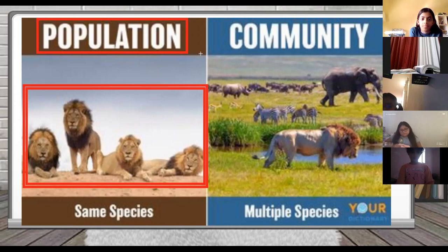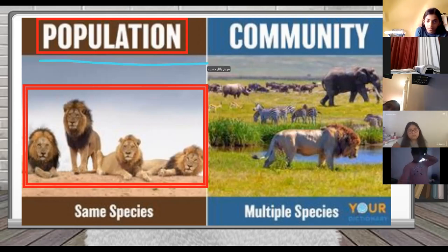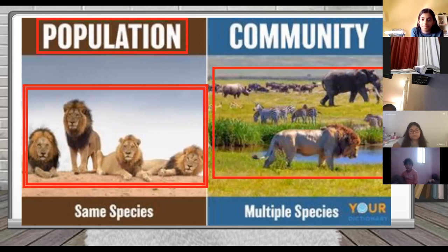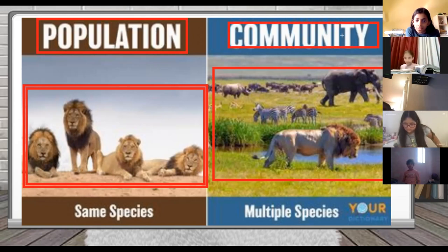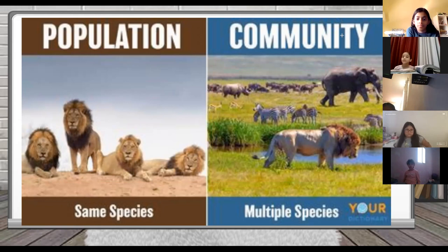Now, Jada, a group of different kinds or types of animals like this one, what do we call it? Community. Excellent. So a group of lions, zebras, rhinos, and elephants, we call them a community. So you know the difference between a population and a community.